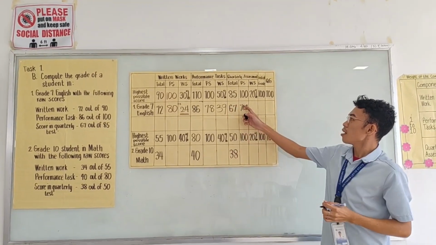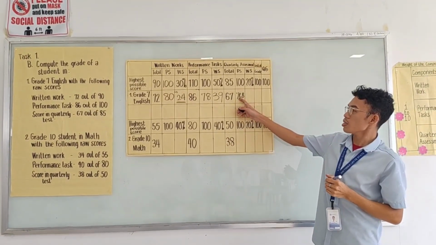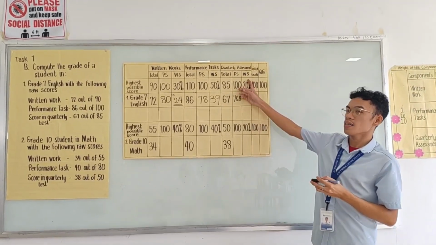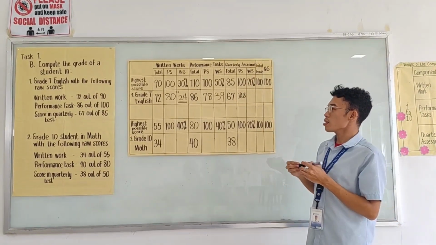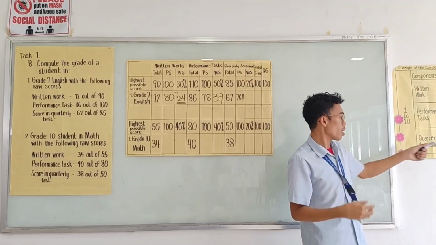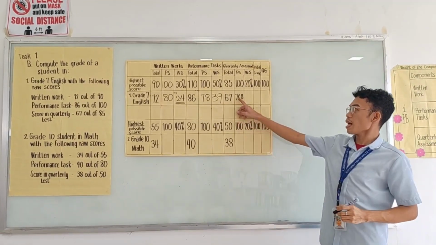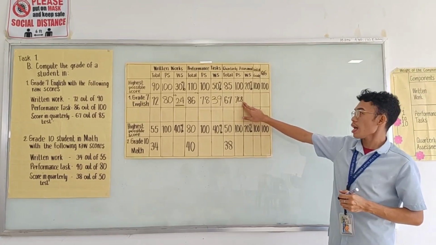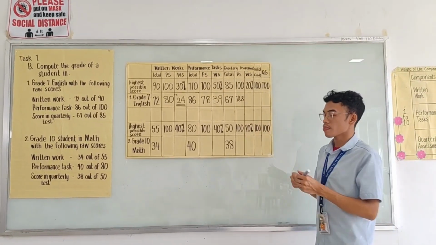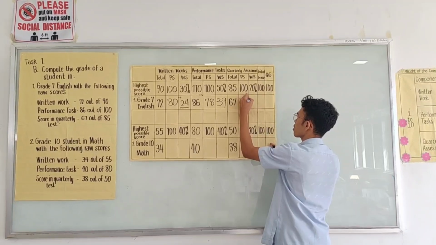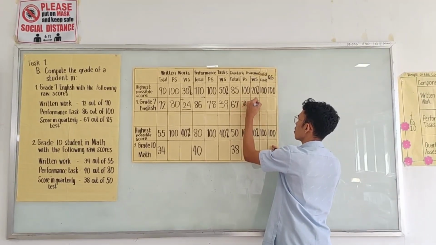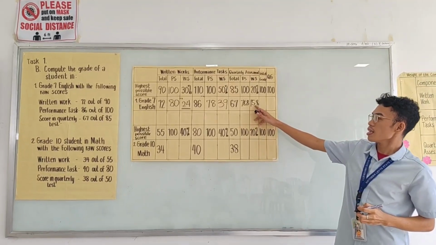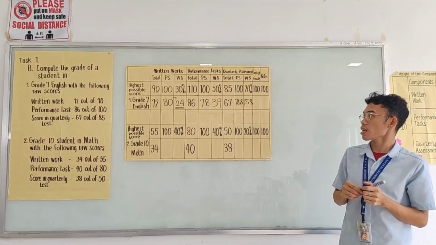So that is the percentage score of the subject English in the quarterly assessment. And then next is going to calculate the weighted score. The weight of the component in subject English is 20%, so we're going to multiply 78.8 by 0.2. So 78.8 times 0.2 equals 15.8. So this is the weighted score of the quarterly assessment in the subject English.